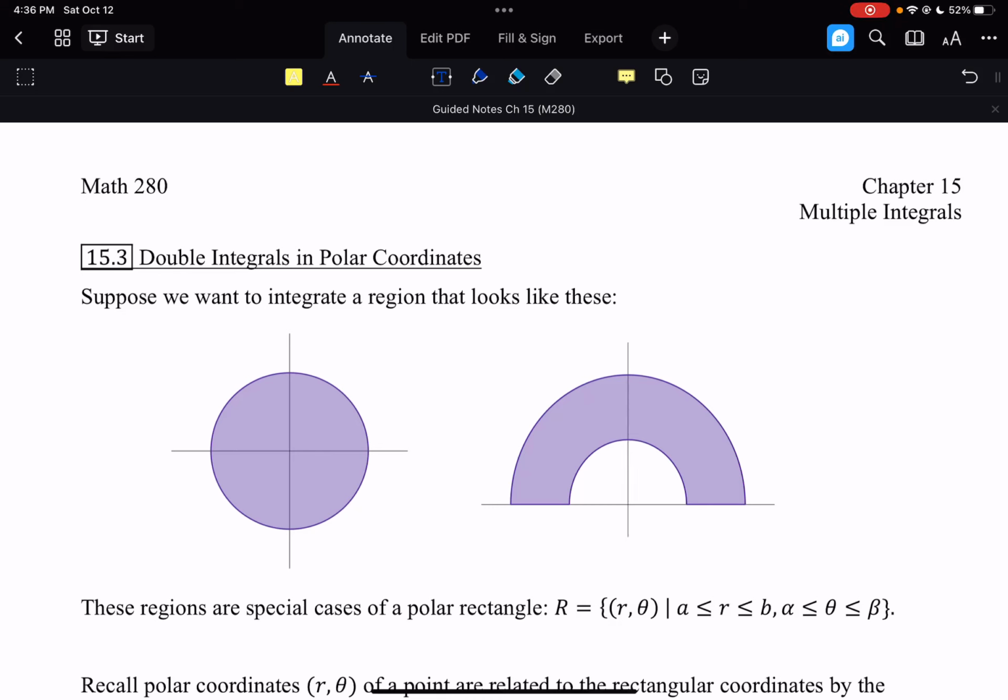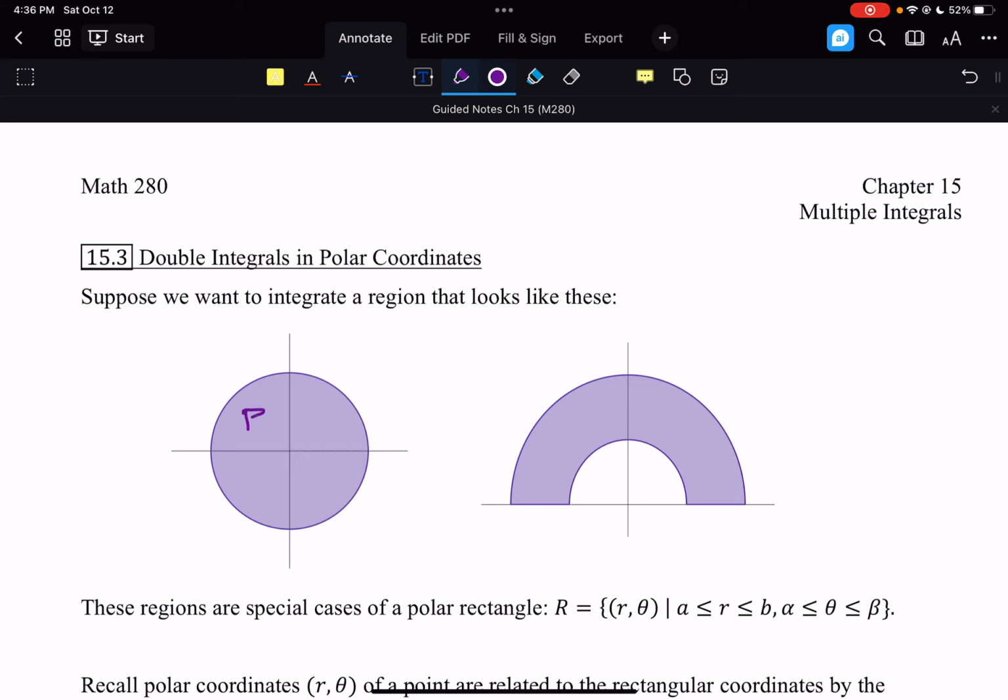Welcome to section 15.3. In this section, we're going to be looking at the concept of double integrals in polar coordinates. So we have already looked at how to evaluate double integrals over rectangular regions and over general regions D, but now we want to look at what happens when we want to evaluate over something that's a little more circular in nature. So we want to integrate a region that looks like these.